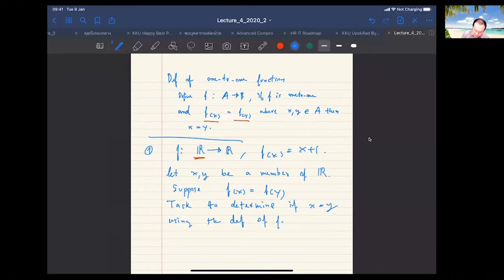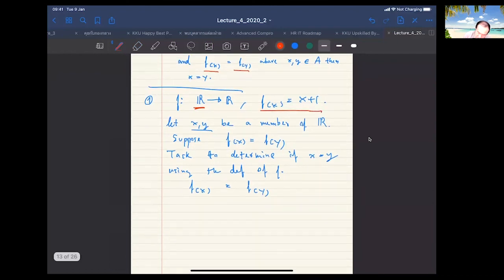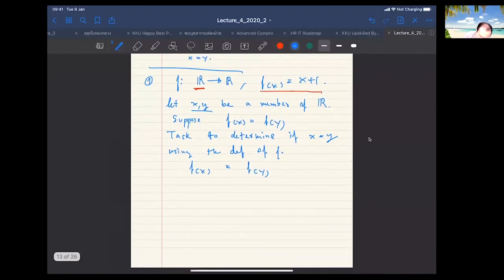So is that true? What we do is, let's say f of x is equal to f of y. Now we know that the property of f is f of x equals x plus 1. So on the left hand side, you get x plus 1, because f of x is equal to x plus 1. Similarly, f of y will be equal to y plus 1, by the definition of f. Just substitute x and y into that definition of f. So what do you get? x equal to y, right?